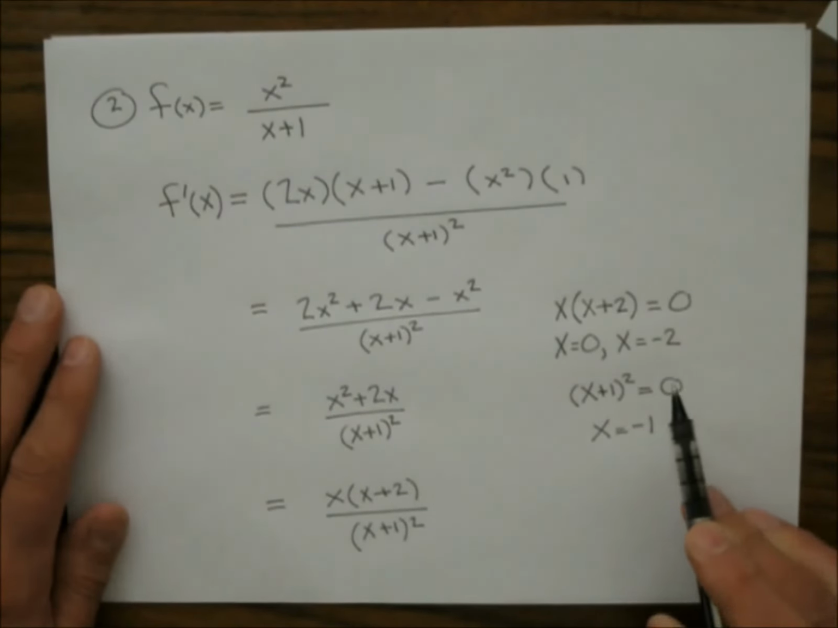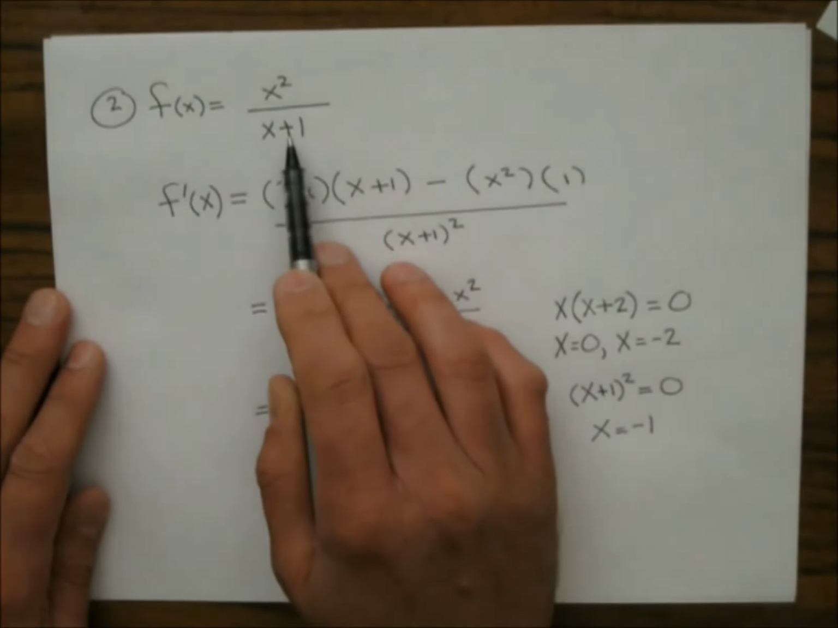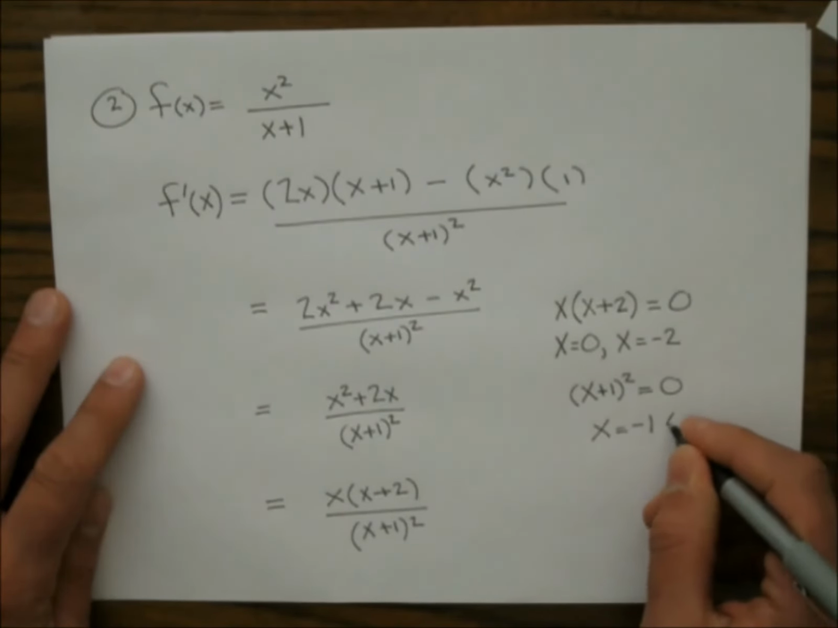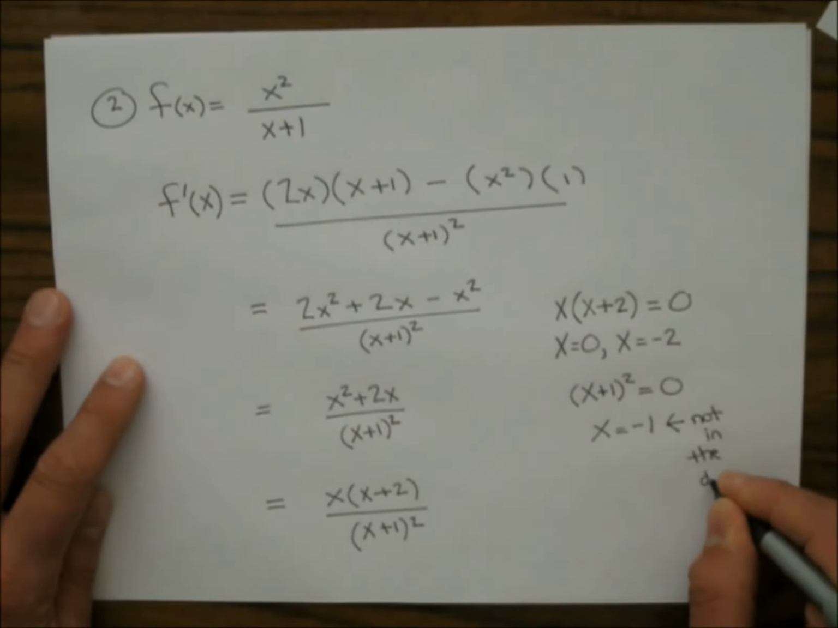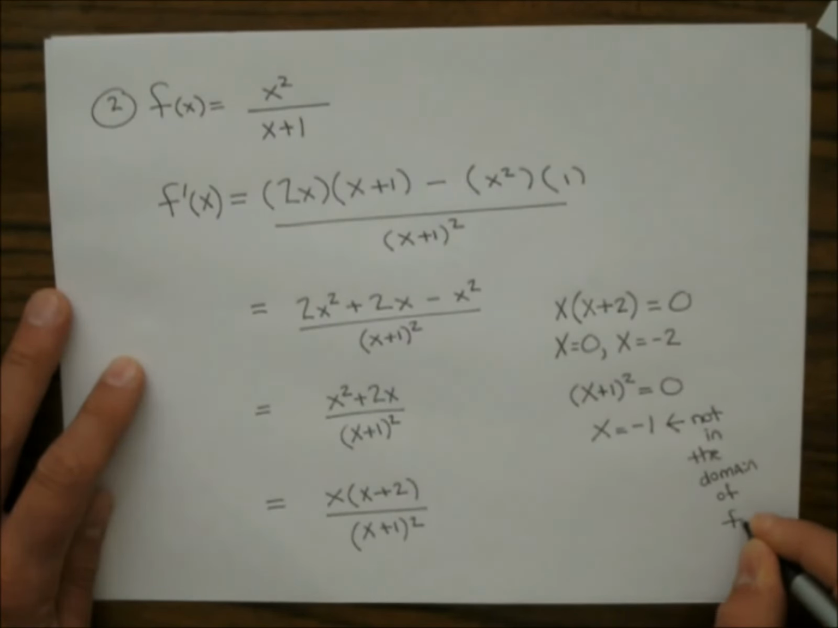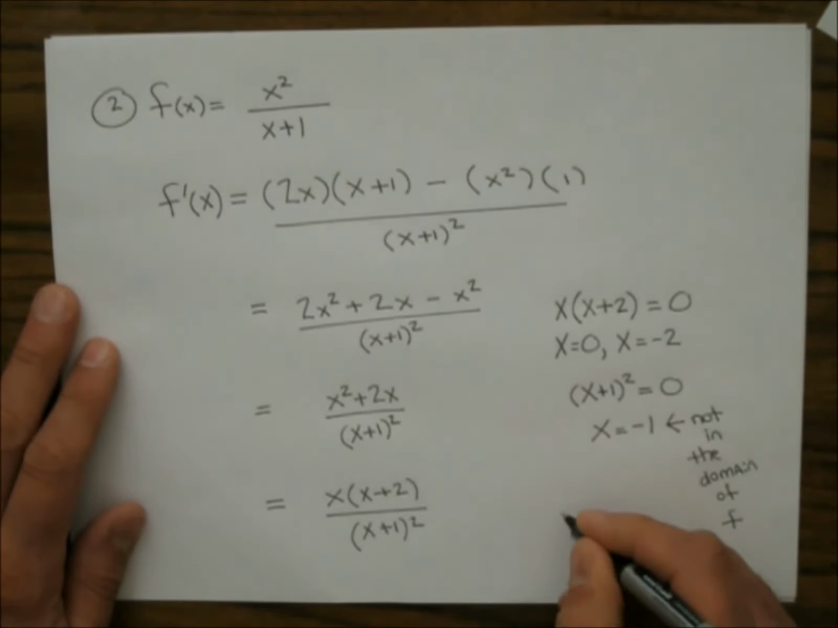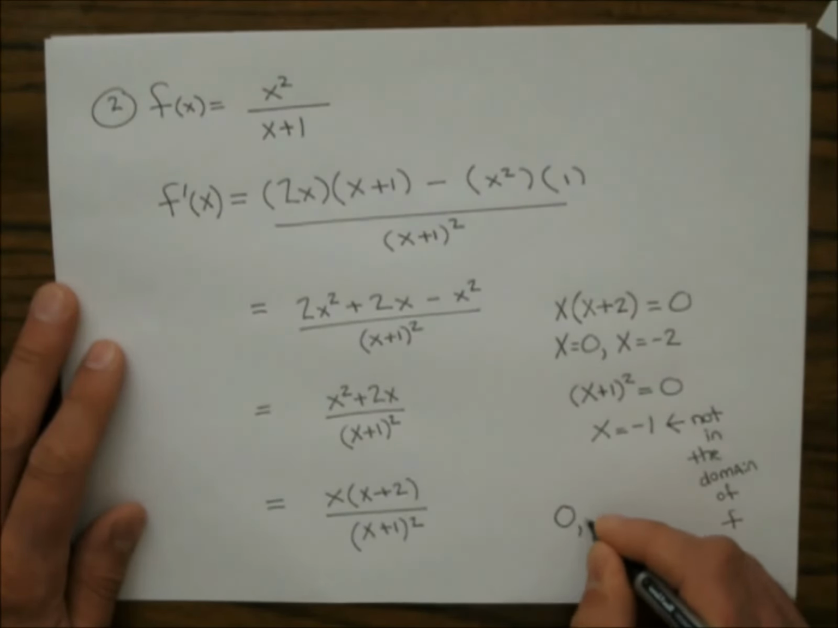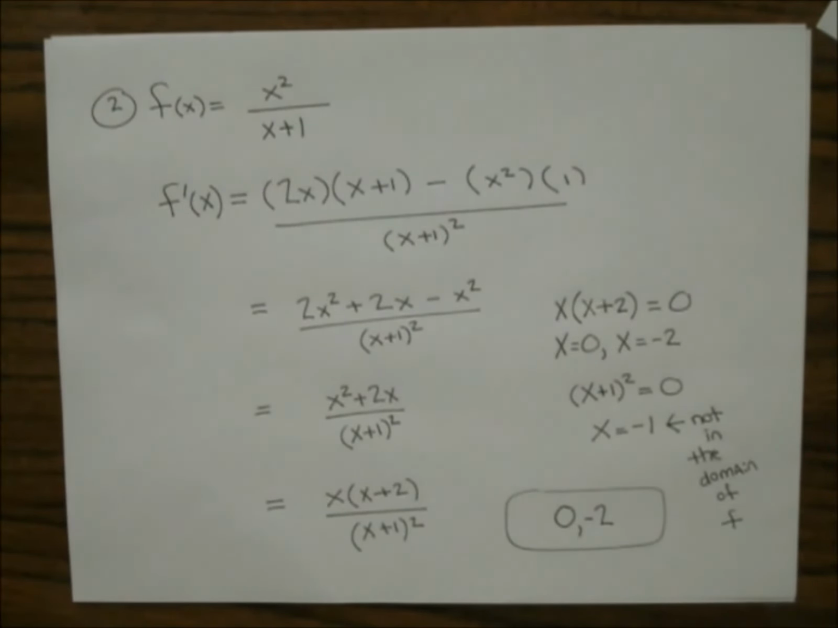Now, I want to check to make sure all three of these happen to be in the domain. The critical points have to be in the domain. And the domain of this is all real numbers except negative 1. So this one right here is not in the domain of f, so it is not going to be a critical number. The critical numbers are going to be 0 and negative 2. And that completes problem number 2.